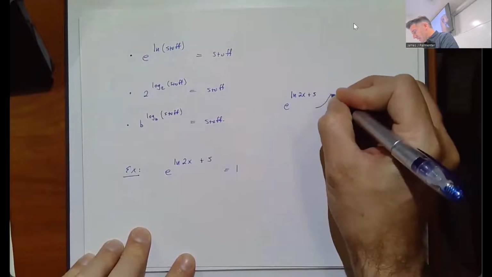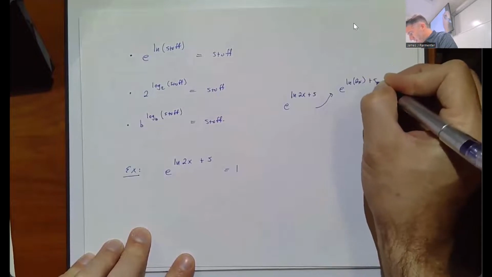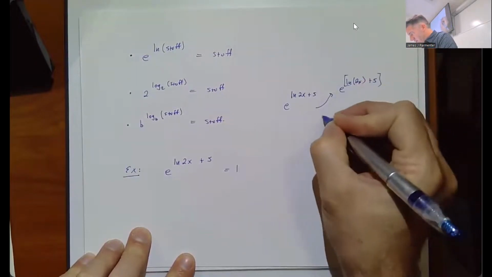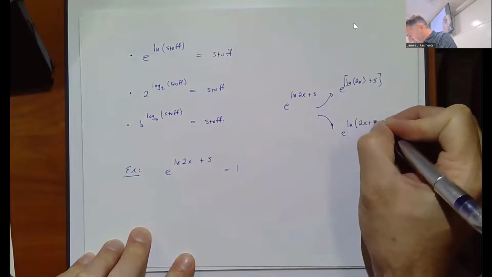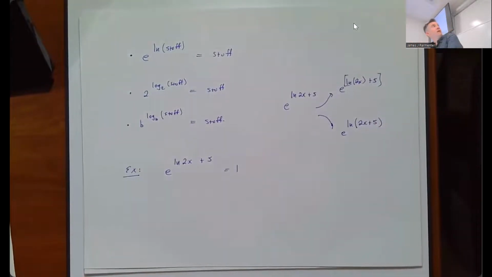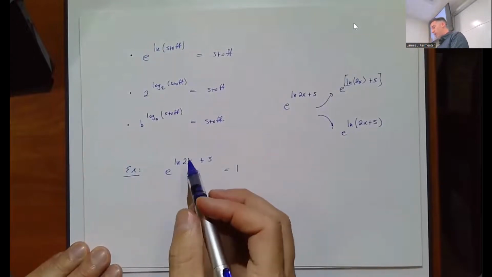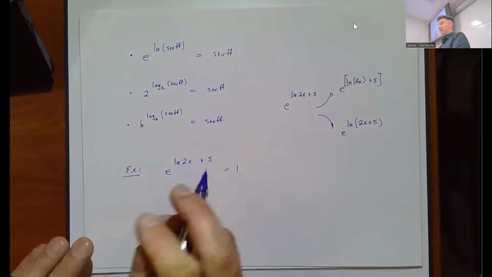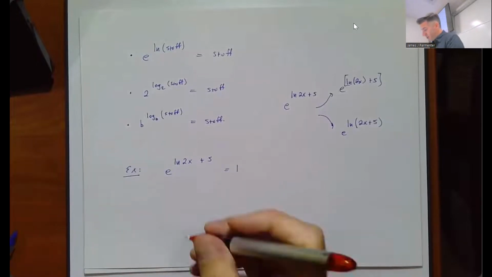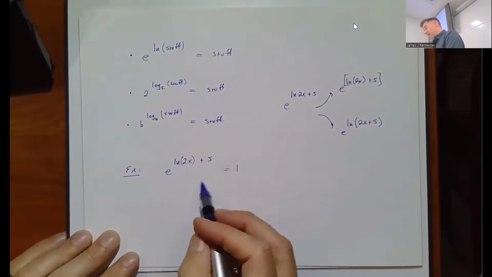Is it e to the natural log of 2x, plus 5, like that? Or is it e to the natural log of the quantity 2x plus 5? Good question. Well, if there aren't any parentheses written down, you kind of have to assume that once you've written the first addition or subtraction sign after your stuff, that's it. So we have to stop right there. It's kind of annoying.